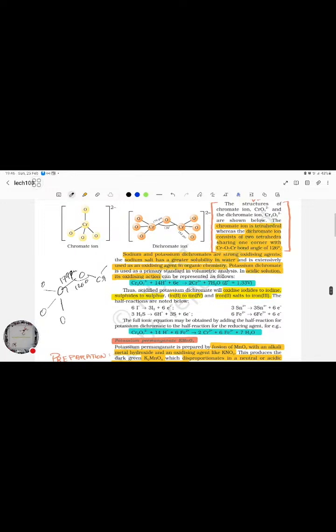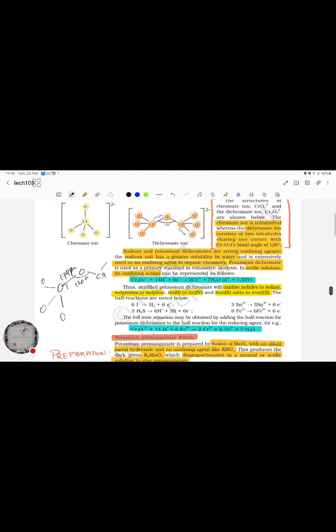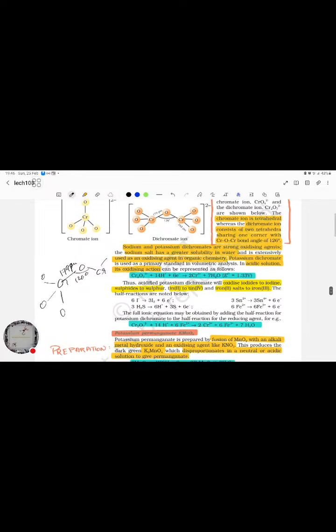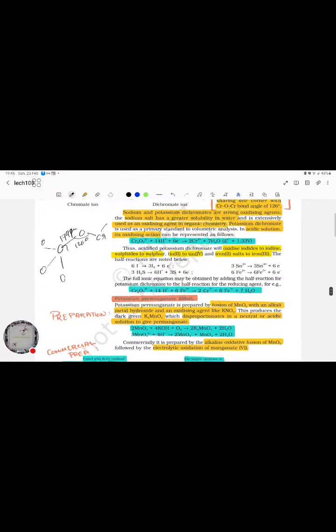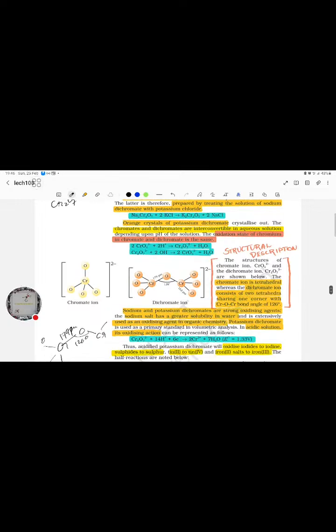Sodium and potassium dichromates are strong oxidizing agents, which means that they get reduced easily. The sodium salt has a greater solubility in water and is extensively used as an oxidizing agent in organic chemistry. Now that we have seen the preparations, the structures and their interconvertibility: the chromate ion is tetrahedral, whereas dichromate consists of 2 tetrahedra with one corner shared at an angle of 126 degrees.